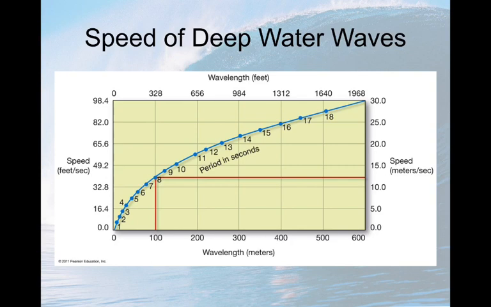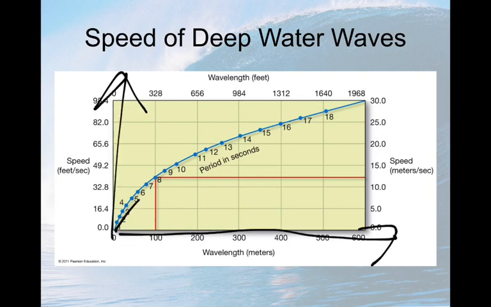This is a graph from your book that shows the relationship between wavelength and speed, and while we can see there is a relationship as wavelength increases, so does speed. This is not a perfect linear relationship. It's more exponential or logarithmic, actually. And we'll talk about why when we do some formulas.